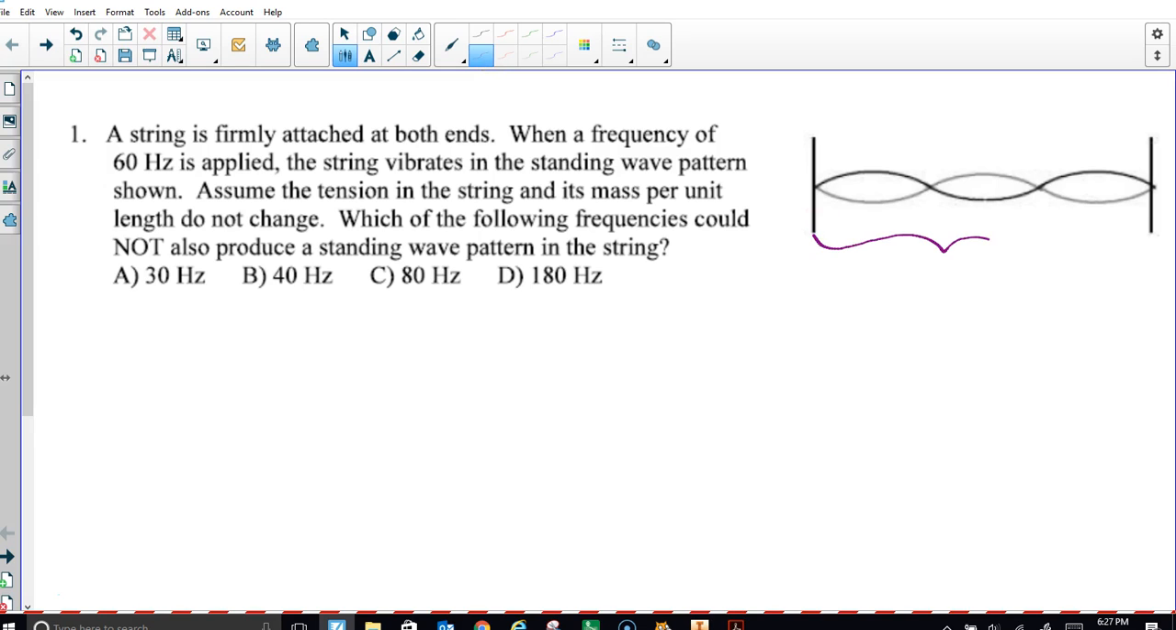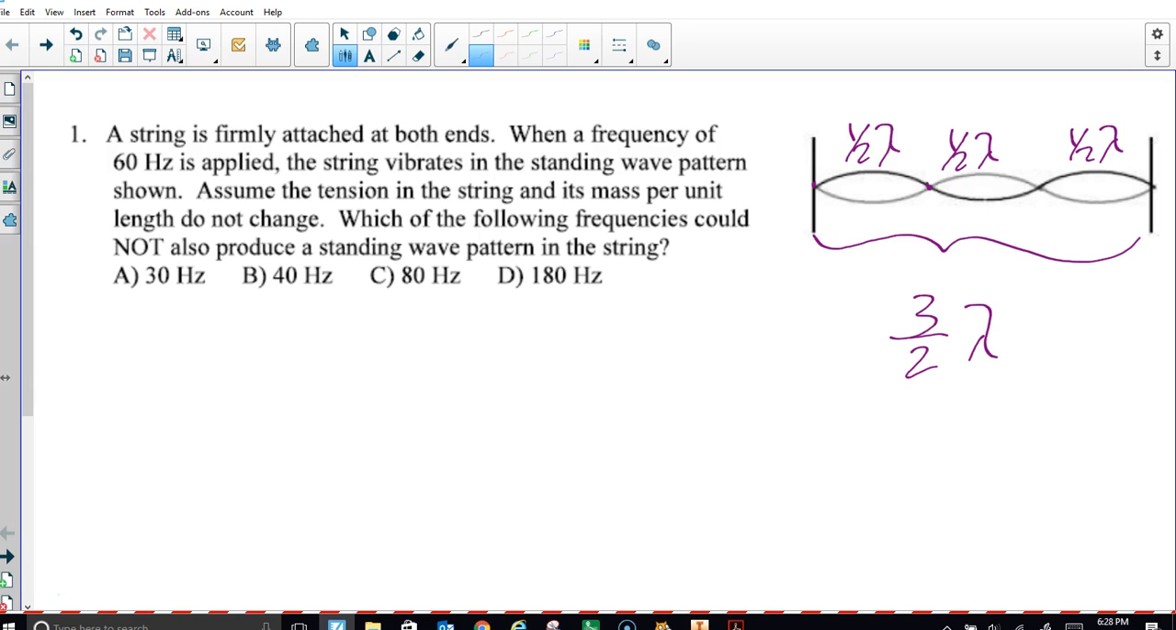So when I see this, I gotta ask myself, how many wavelengths do I have? Well, I have, let's see, this section, every section is half a wavelength. So that means this is half a wavelength, and this is half a wavelength. Or another way of looking at it is I have 1.5 or 3 halves wavelengths. Okay.